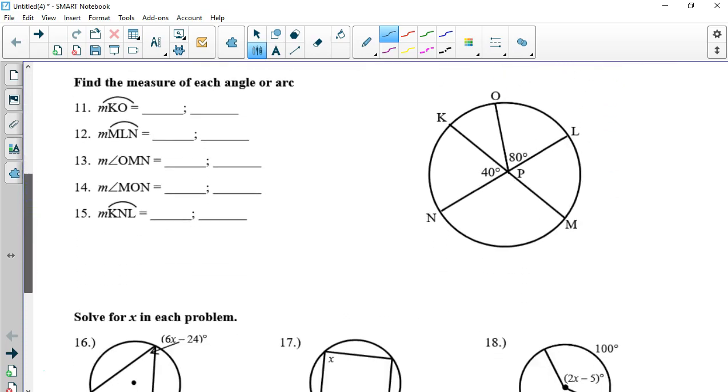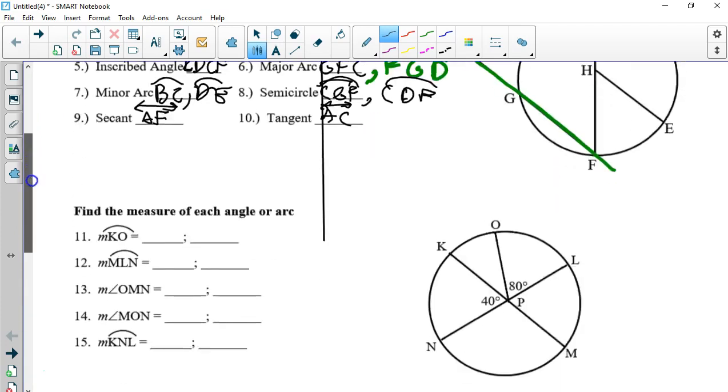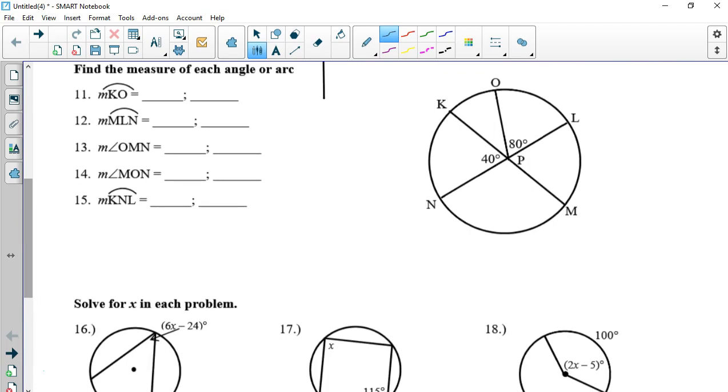Okay, before I even look over here, before I look over here, I'm just going to look at the circle. Now, what I have here is a semicircle.